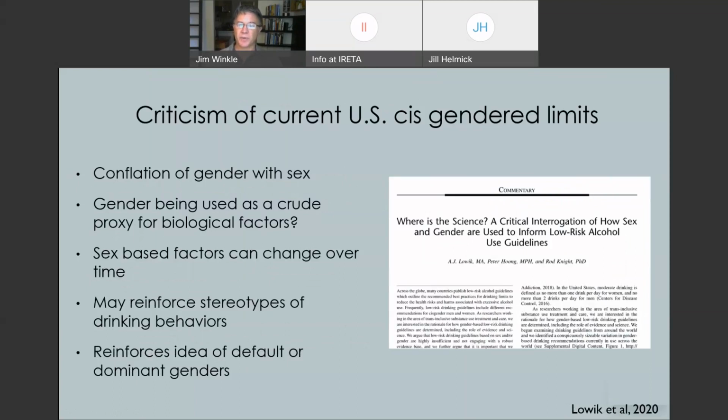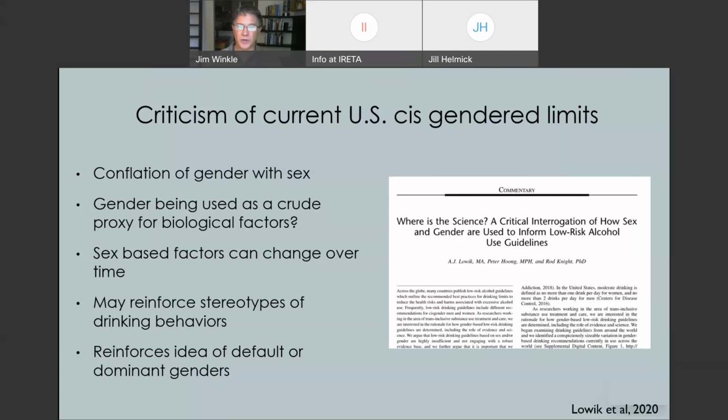But some questions that are brought up when we use cisgender categories for low risk limits is, well, first of all, we're conflating gender and sex. We refer to these guidelines as gender. Even the researchers themselves use the word gender, but in fact, we're probably using gender as a proxy for sex-based characteristics. And it's not good to conflate the two because a lot of people identify with a gender that is not correlated with their assigned sex when they were born. But yet we continue to use the term gender when really we're trying to point out sex-based characteristics. And if there are so many different biological factors and other factors associated with low-risk drinking, why are we using gender as basically a crude proxy for them?